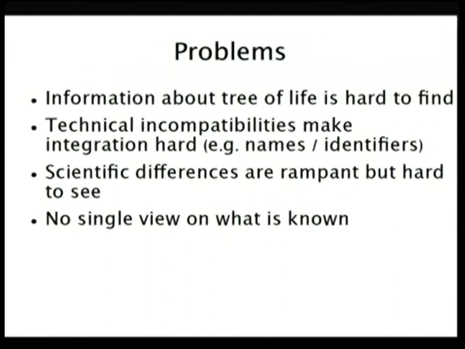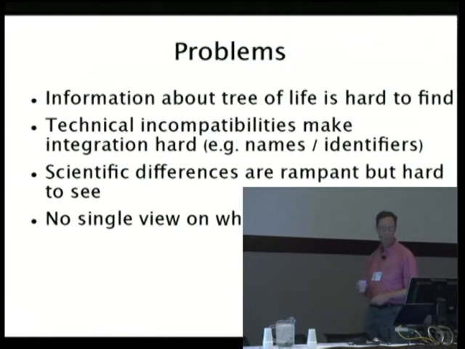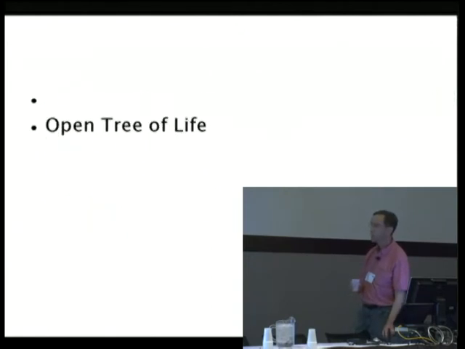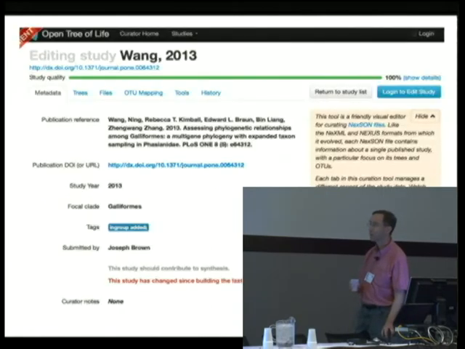The information is hard to find. It's spread out across thousands and thousands of different papers. There's no sort of index for them. There are technical incompatibilities between these things that make them hard to compare and integrate, having to do with identifiers and scientific names. There's conflict between the studies that may be hard to understand. There's no single view of what's out there. So the idea is to make a tree of life.